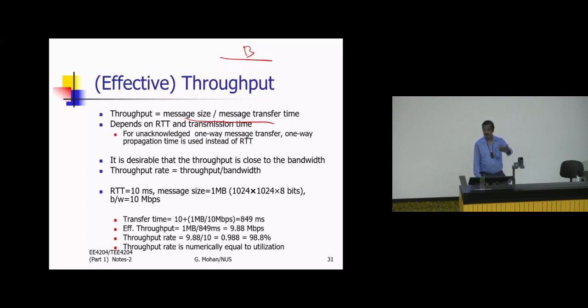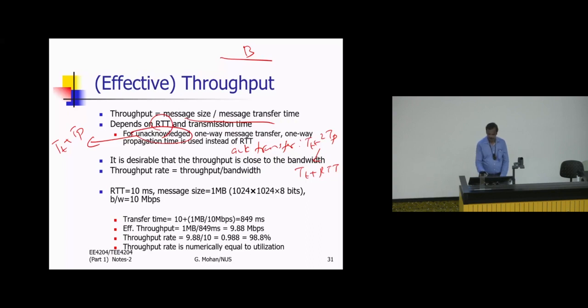Sometimes when you read the problem, you'll understand whether there's an acknowledgement or not. Or sometimes the problem talks about RTT. Whenever it talks about RTT, round trip time, it implicitly states that it is an acknowledged transfer. There's an acknowledgement coming back, right? So you need to use the formula for acknowledged transfer. For unacknowledged transfer, the time will be transmission time plus propagation time. And for acknowledged transfer, it would be TT plus 2TP, or transmission time plus RTT. That's the time for transferring a message. This is called message transfer time, message latency, etc.